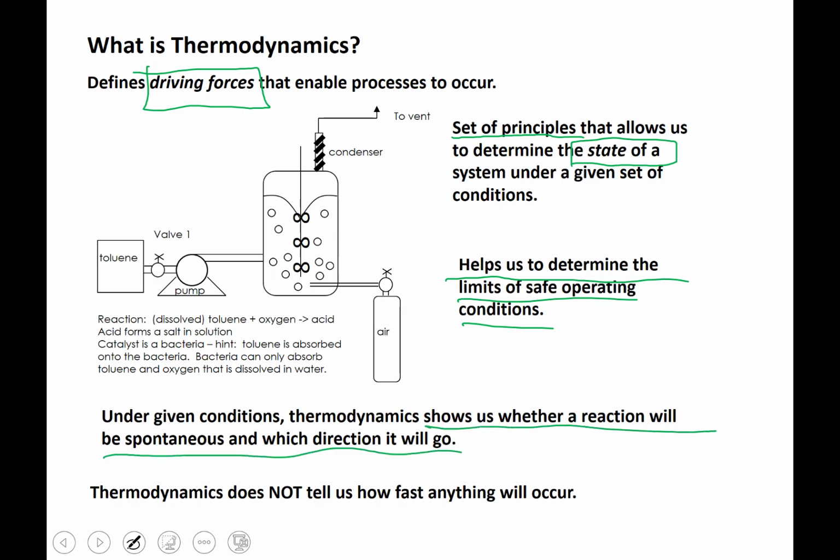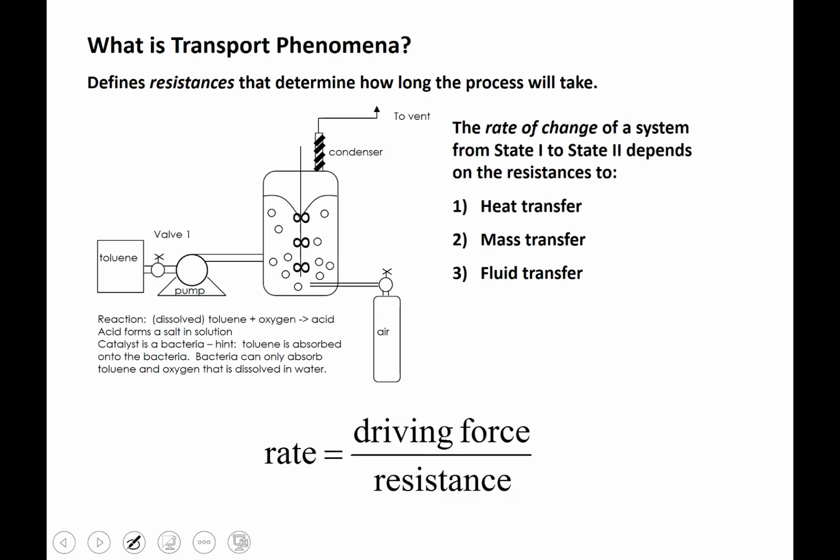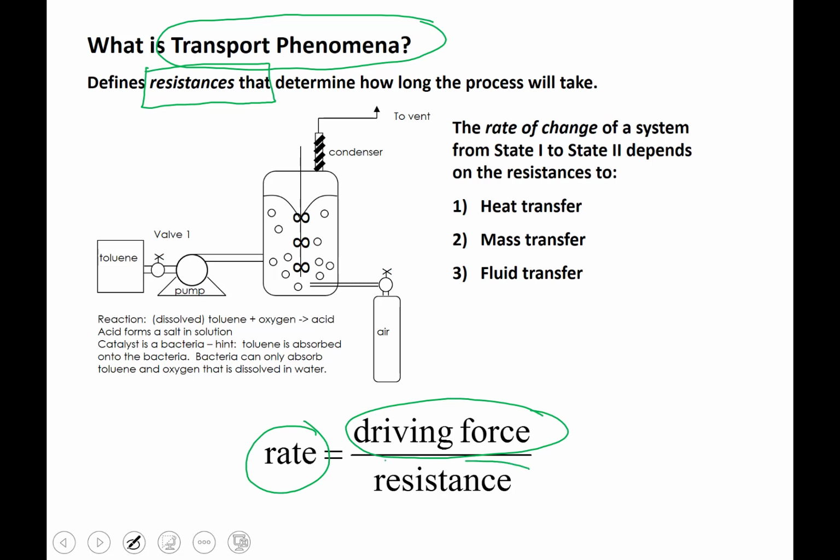But as I said, it does not tell you anything about how fast the process will occur. So the resistances are involved with the subject of transport phenomena. In transport phenomena, like Chemi 190, Chemi 160A, and Chemi 160B, you will be studying resistances. And here's the relationship. The rate of the process is going to be the driving force divided by the resistance. So this is all of your transport phenomena, and this is your thermodynamics.